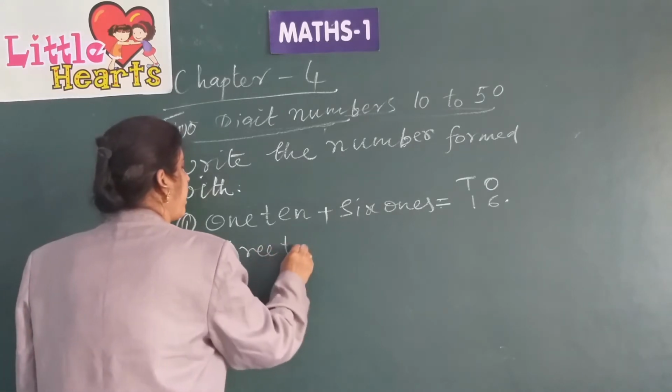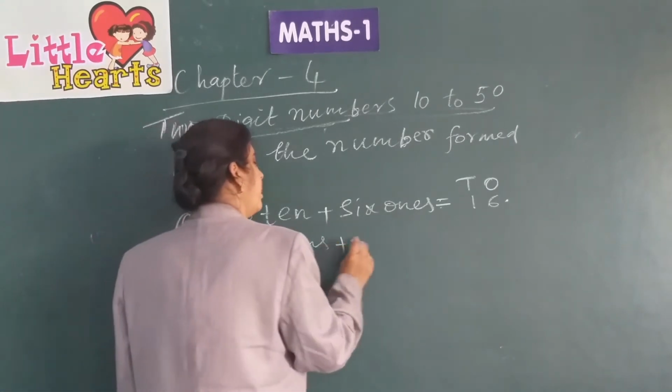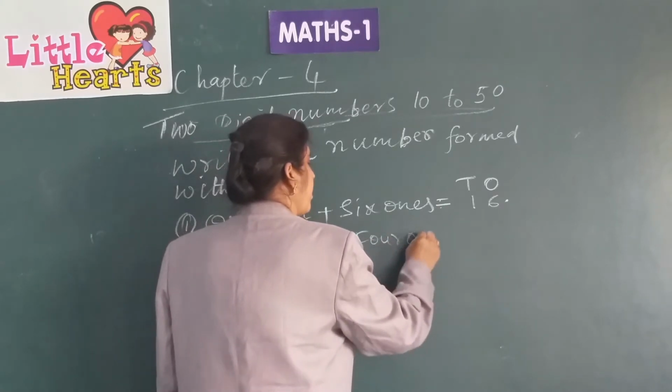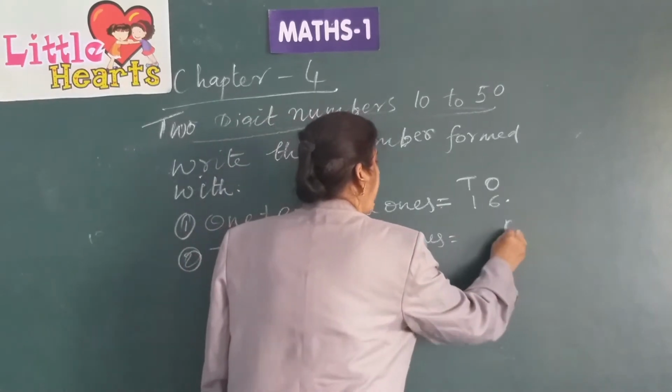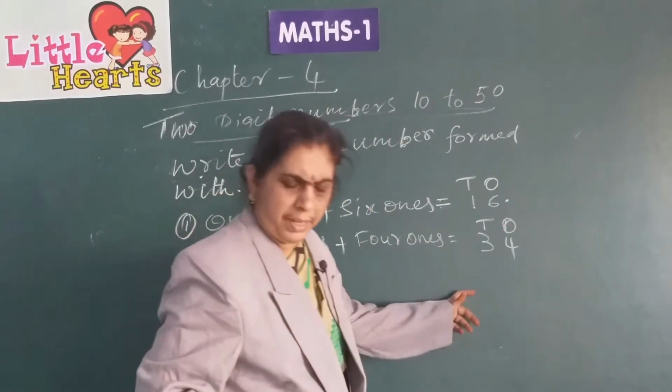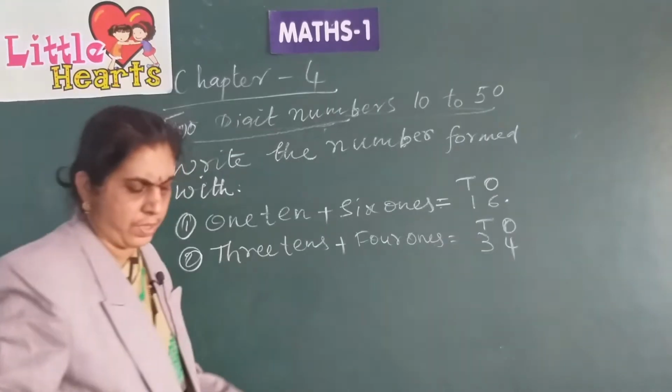3 tens plus 4 ones. Ones, tens. 3 tens, 4 ones. How do you read it? 34.